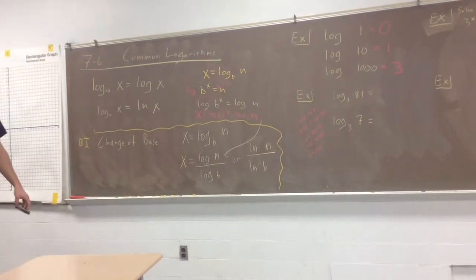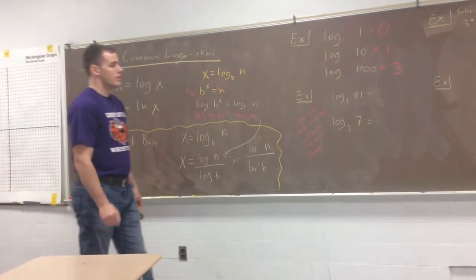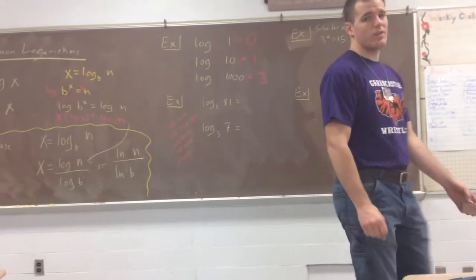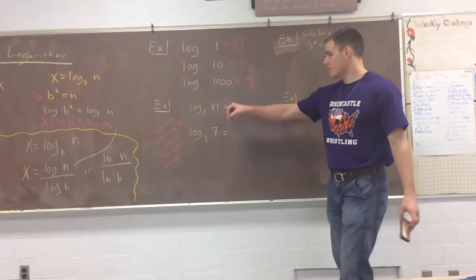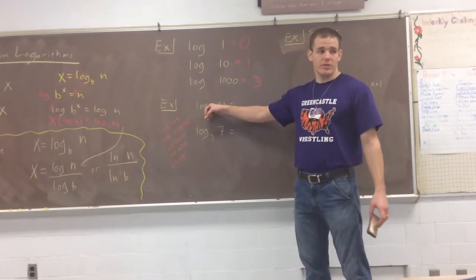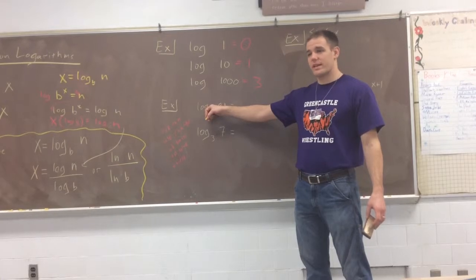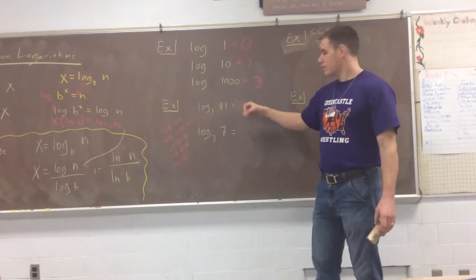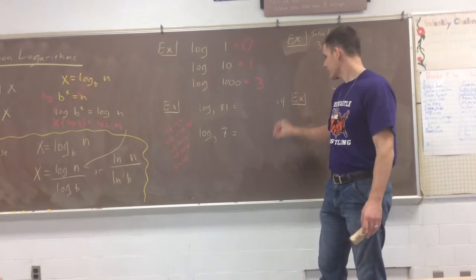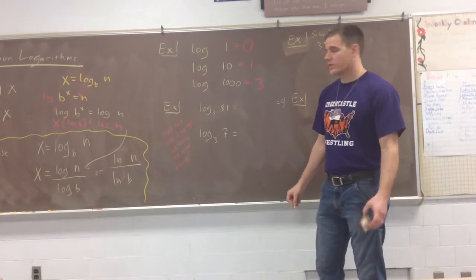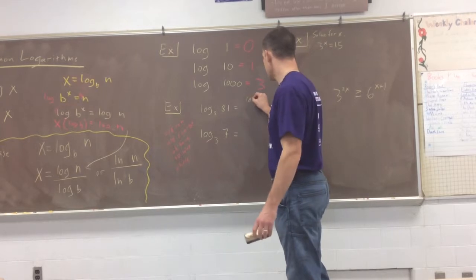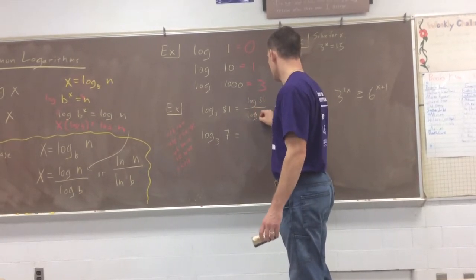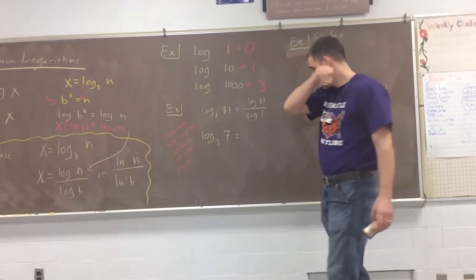Let's try the following. Log base 3 of 81. Now we know automatically this is going to be 4, because 3 times 3 is 9, times 3 is 27, times 3 is 81. So this should be 4. Let's check using our calculator. Type into your calculator the log of 81 divided by the log of 3.